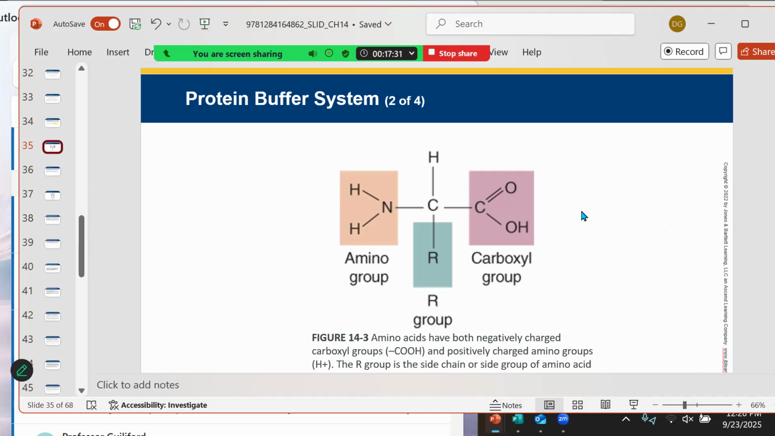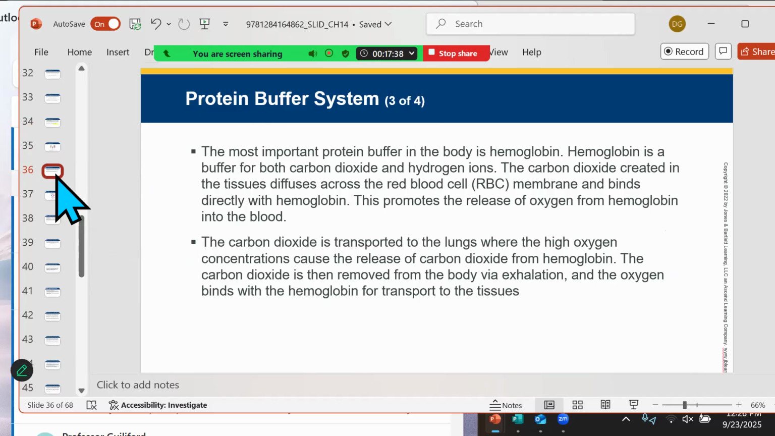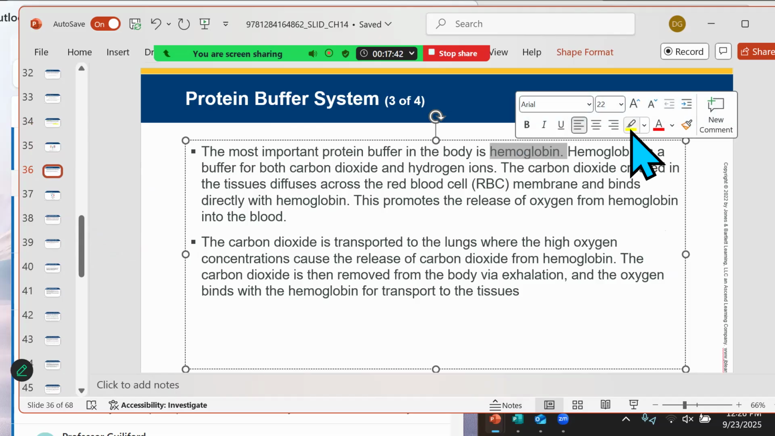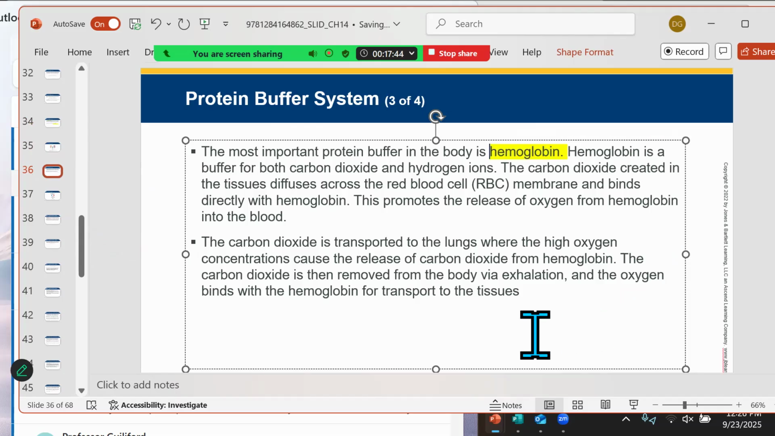Then there are amino groups, a lot of R groups, attached to the carboxyl groups. That's the protein buffering system. The most important protein buffer is hemoglobin. Hemoglobin is just absolutely essential for human life and health, mostly because of its ability to carry oxygen, but also it carries carbon dioxide. It, by the way, binds with oxygen and carbon dioxide at different places on the molecule.